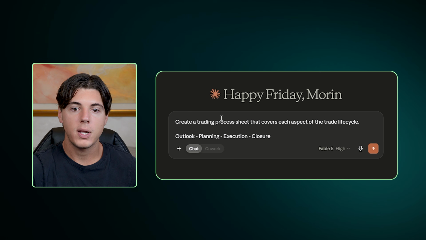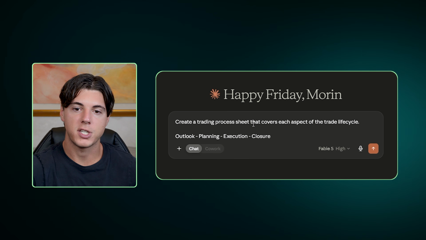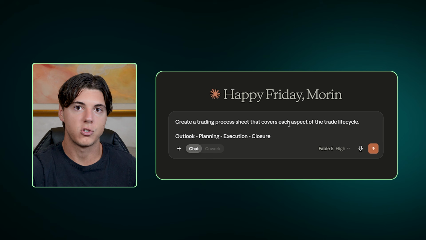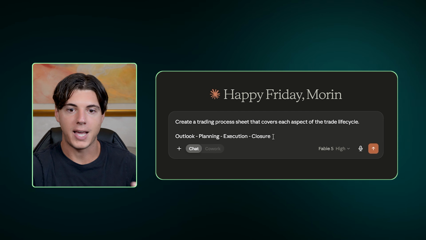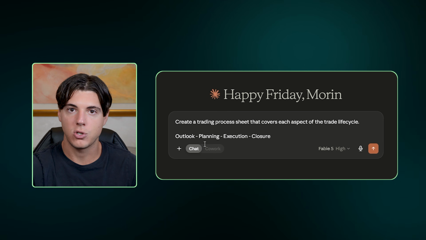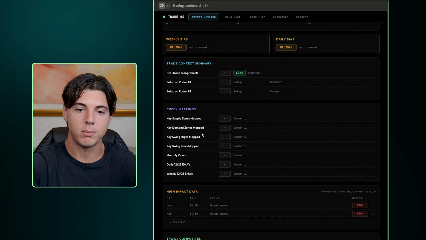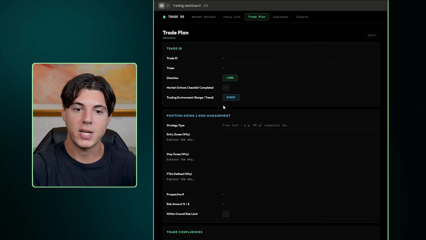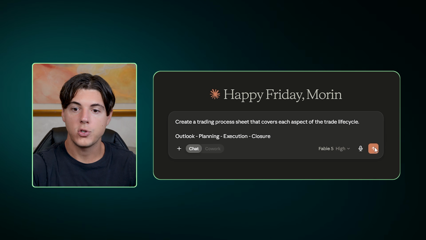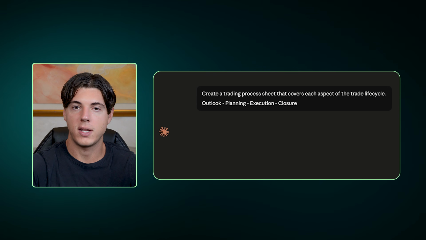So starting off, all I'm going to say is create a trading process sheet that covers each aspect of the trade's lifecycle. So that's from the outlook to the planning, execution, and then closure. So this will give us one iteration of these trade sheets. And then I'm going to show you a very simple way to get a final product that would look something like this, which is completely customizable and that you can use for every single one of your trades to make you better. So what we're going to do is just paste this into Claude and wait to see what it does.